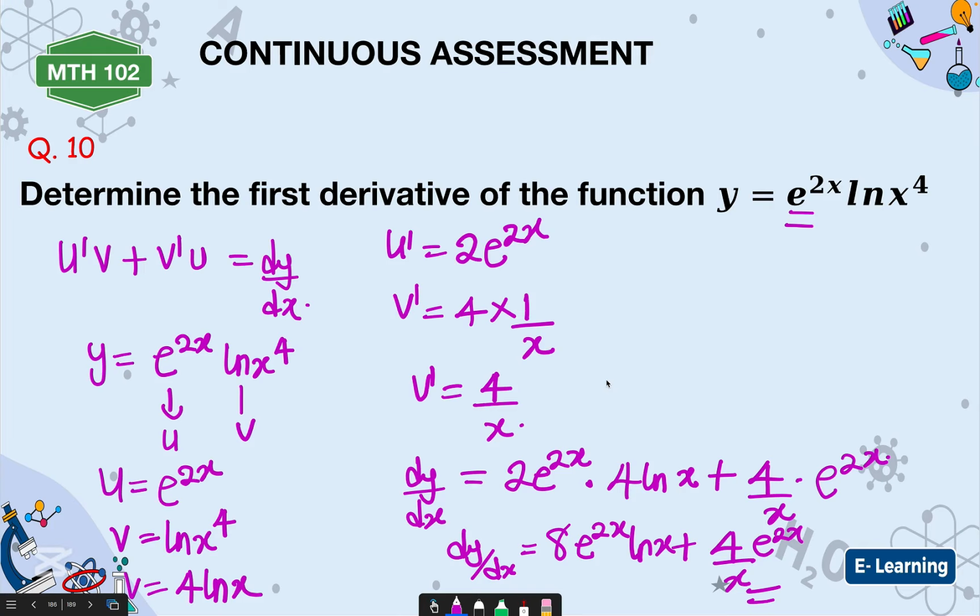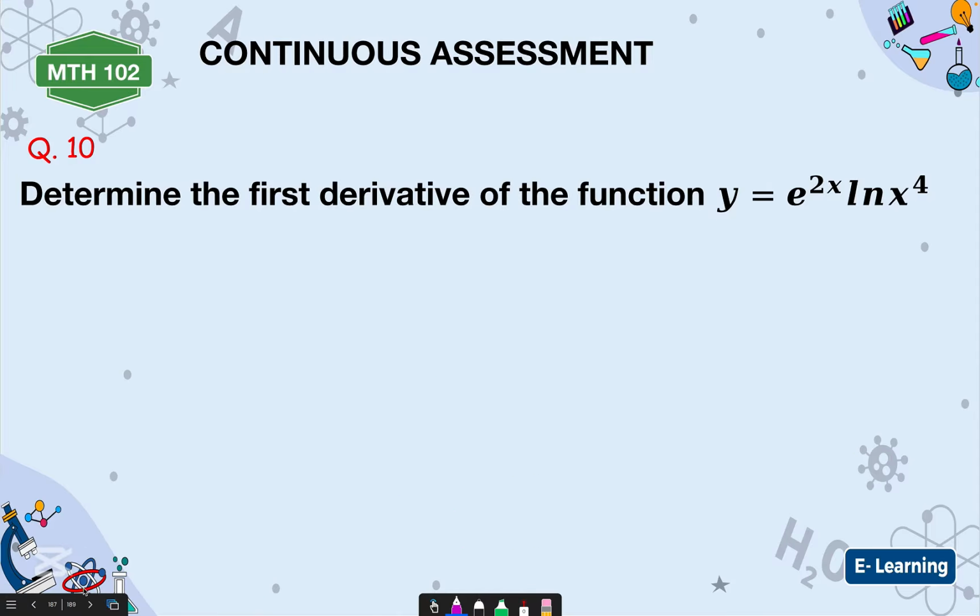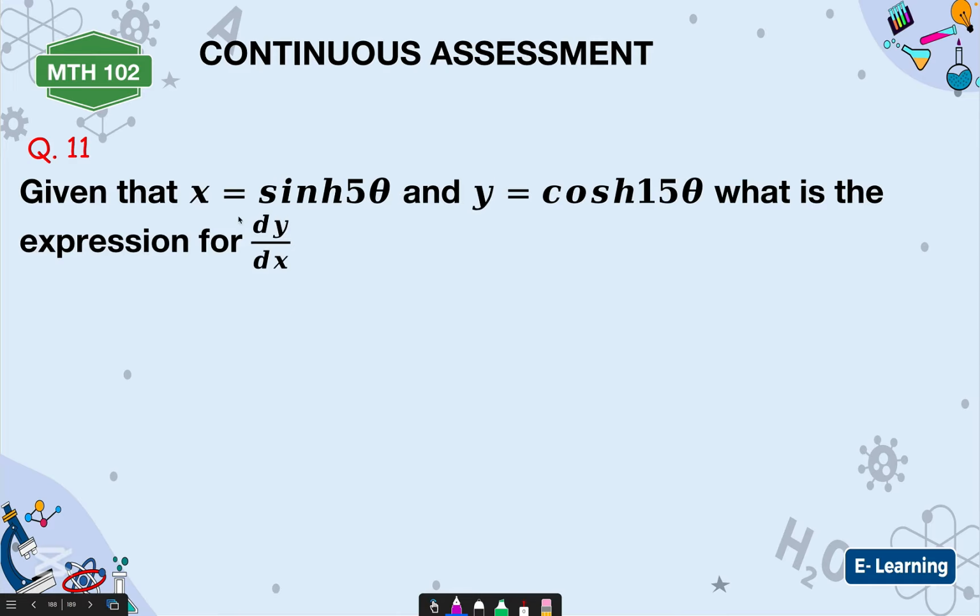All right. So that is the answer to that question. Let us see the next question. This is the next one here. Given that x is equal to sin 5θ and y is equal to cos 15θ, what is the expression for dy/dx?